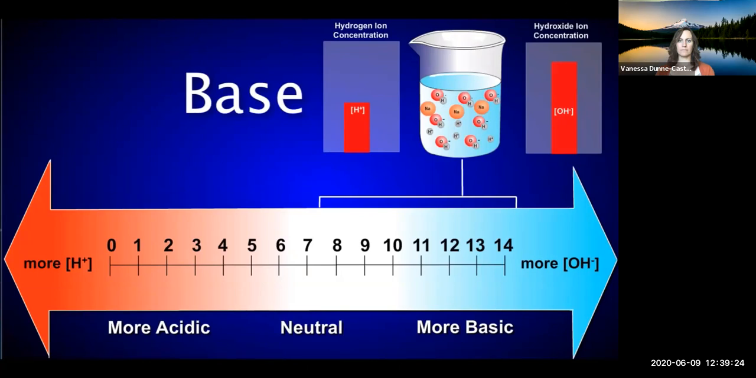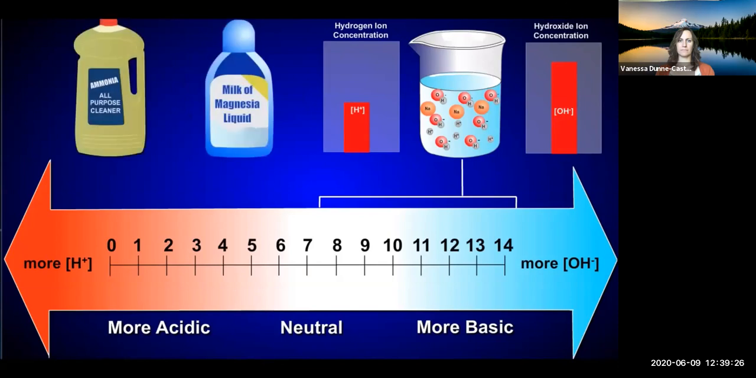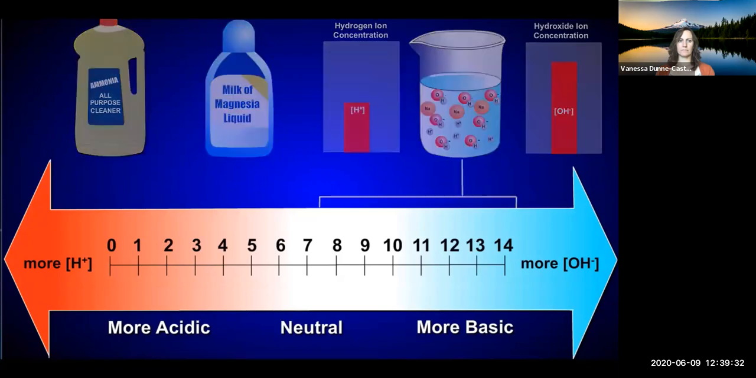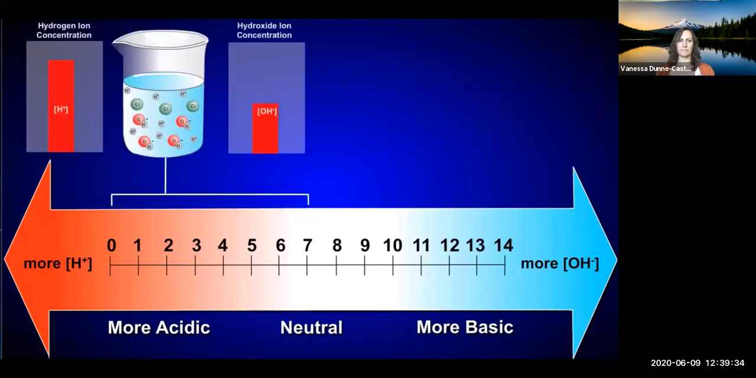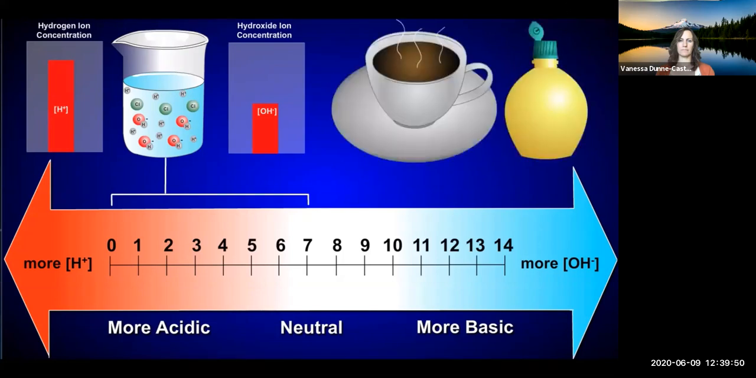Bases tend to feel slippery and are often used as household cleaners. Milk of magnesia and ammonia are both common bases. When a substance has a pH of less than 7, it's classified as an acid and releases a greater concentration of hydrogen ions. The more hydrogen ions that are released, the more acidic the substance. Acids tend to taste sour. Lemon juice, stomach acid, and coffee are all examples of acids.